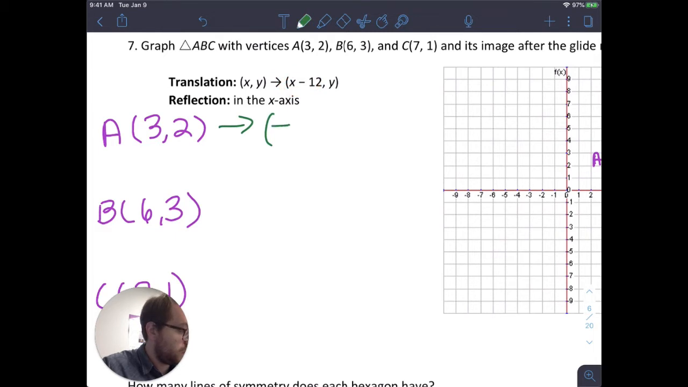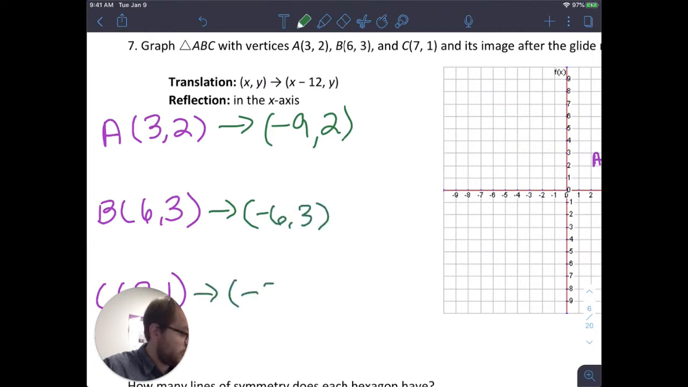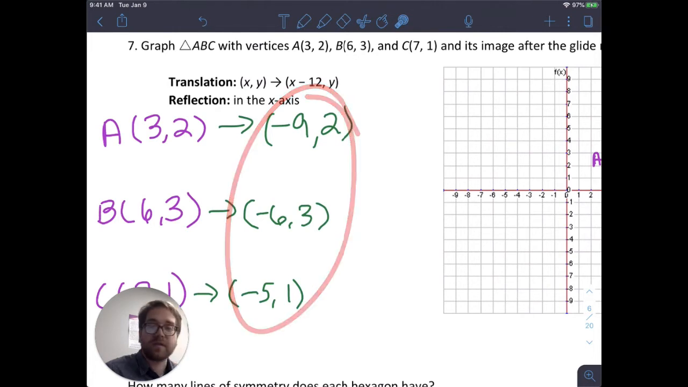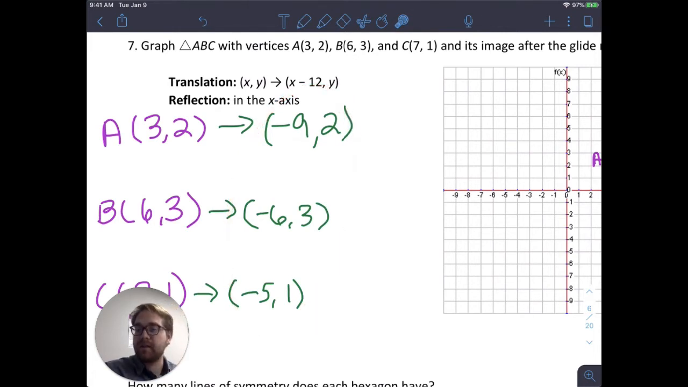So 3 minus 12 is negative 9. And then we don't do anything to the y values. We just leave the y as is. So 2. Same thing here. 6 minus 12 is negative 6. Don't do anything to the y value. 7 minus 12 is negative 5. Don't do anything to the y value. Okay? So those are the translated points. If we graph those onto our graph, we would see the figure move off to the left about 12 units. So now we're going to reflect it.